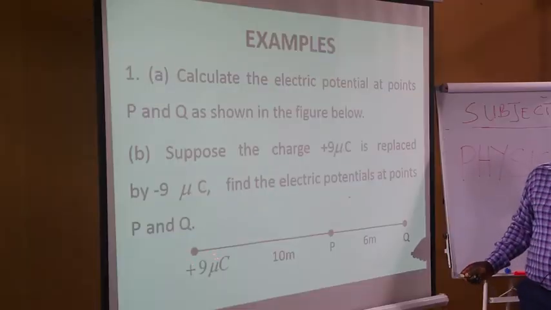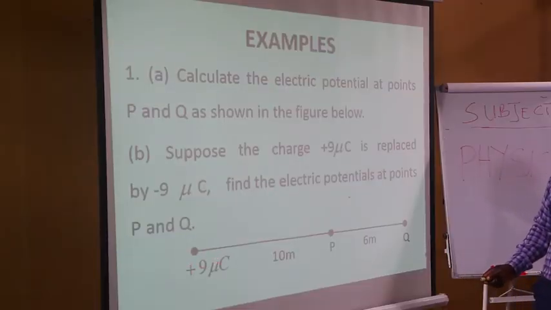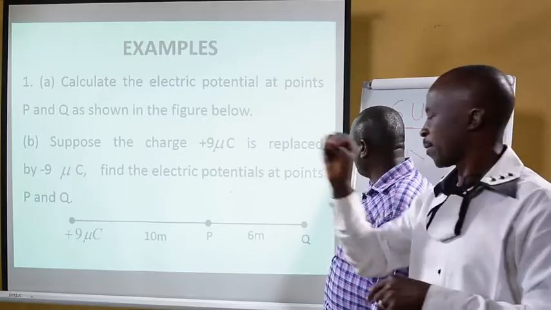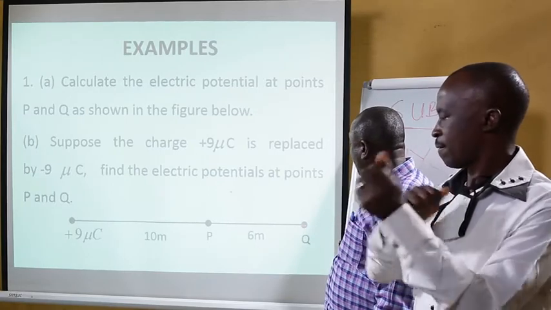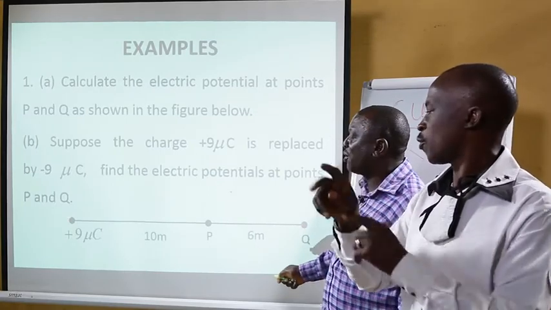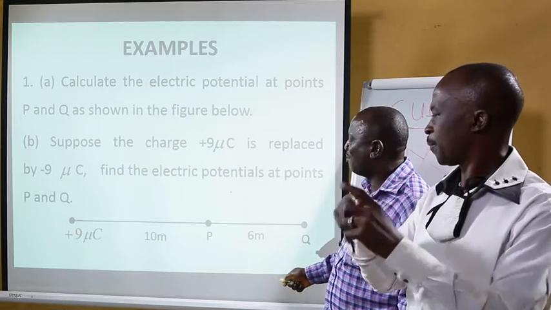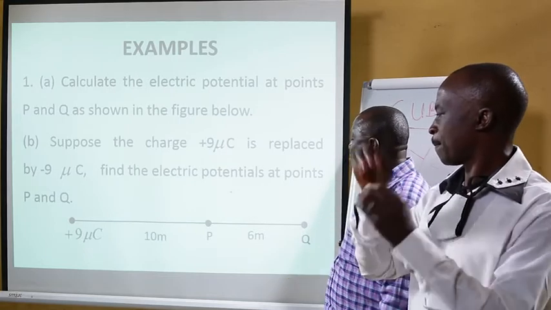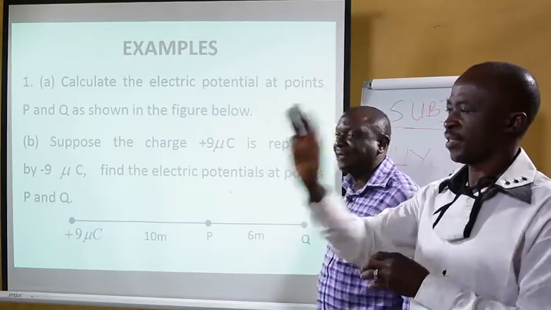Now we have our positive charge plus 9 microcoulomb. We have point P, we have our point Q. The distance between point P and our charge plus 9 microcoulomb is 10 meters. And the distance between point P and point Q is 6 meters, which means that the distance between point Q and our positive charge, plus 9 microcoulomb, will be 16 meters.